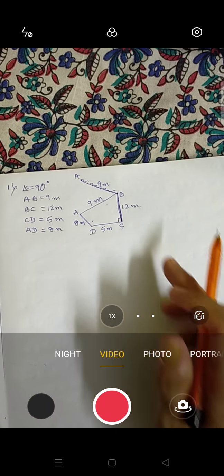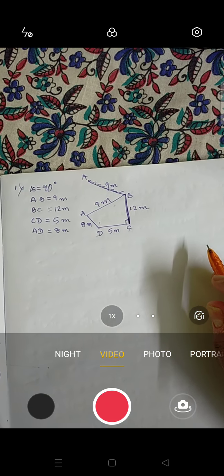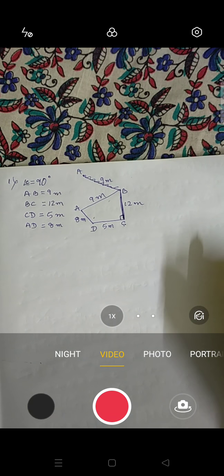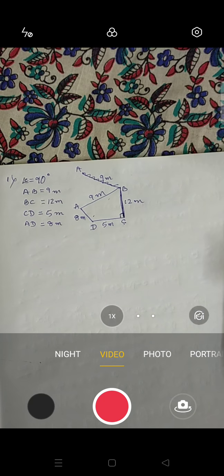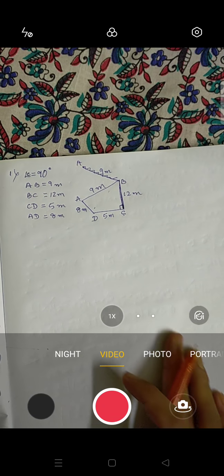Okay. So we have plotted everything that has been given. Now we need to find the area. Now how to find this area? This is not a special type of quadrilateral. If it is a rectangle, then we could have applied length into breadth. If it is a square, we could have applied side square. For other quadrilaterals, we could have used a formula directly. But this is not a special type of quadrilateral.